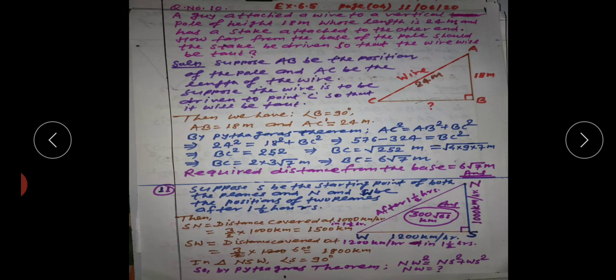Okay. Now let us see question number 10 of exercise 6.5. It is given that a guy attached a wire to a vertical pole.